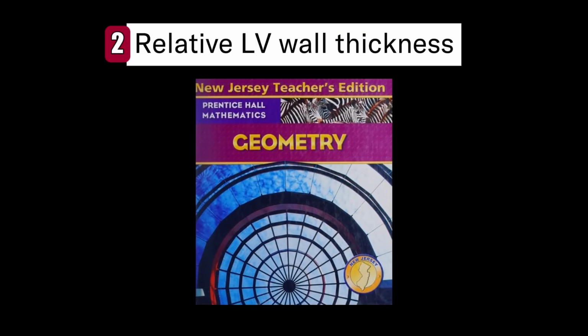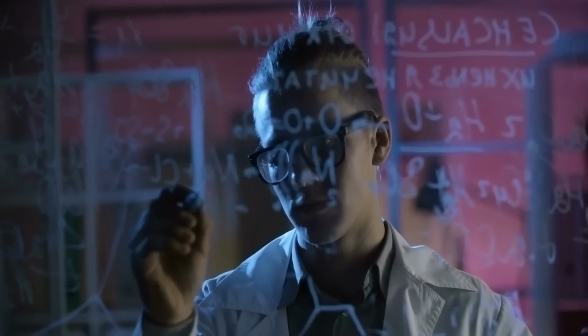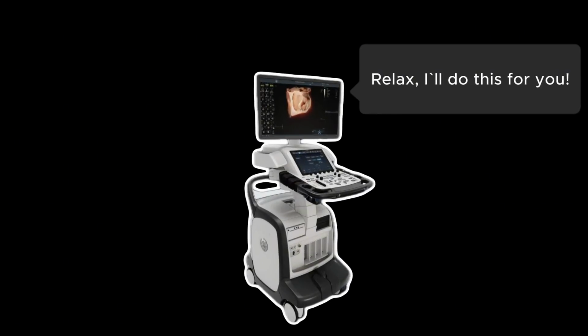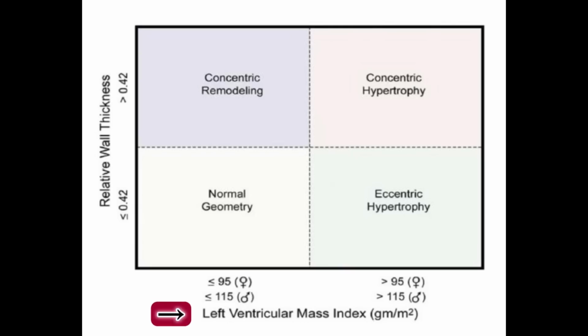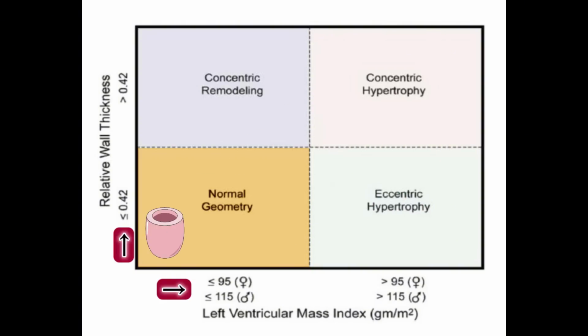But about the geometry in 1 minute. Relative left ventricular wall thickness is calculated as 2 times posterior wall thickness divided by internal diameter of the left ventricle at the end diastole. But the good news, you don't need to do any calculation by yourself. You only need to measure. So according to these two parameters, left ventricular mass index and relative wall thickness, we classify left ventricular geometry in 4 categories. Normal geometry, when both left ventricular mass index and relative wall thickness are normal.